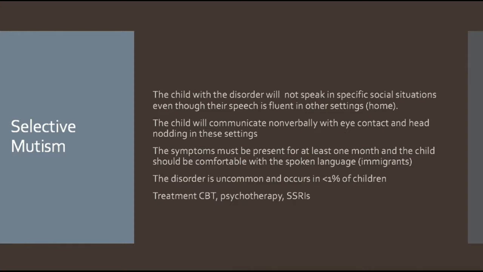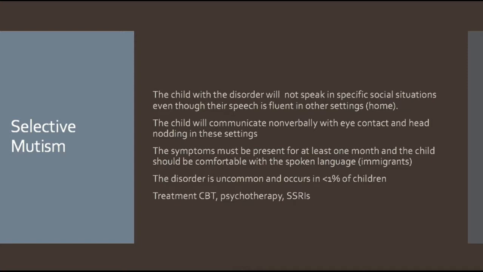Selective mutism. Children with this disorder will not speak in specific social situations, even though their speech is fluent in other settings. So essentially, the child is able to speak fine in certain situations, but in others they're unable to, specifically social situations. The child will communicate non-verbally during those times, so they'll maybe gesture with their eyes, their hands or head, etc. But they will not communicate verbally, and they won't speak. The symptoms must be present for at least 1 month. So again, 4 weeks, 1 month, and the child should be comfortable with spoken language.